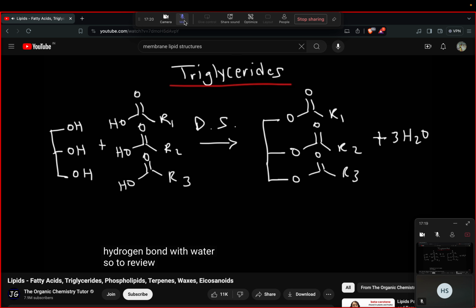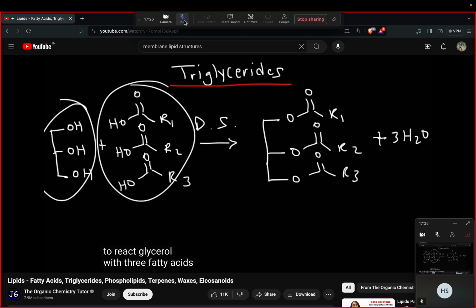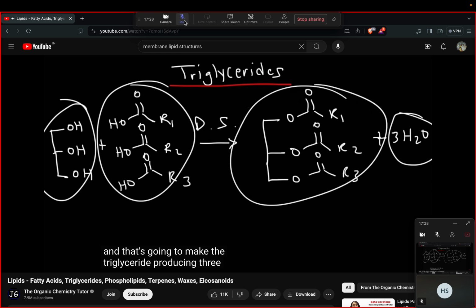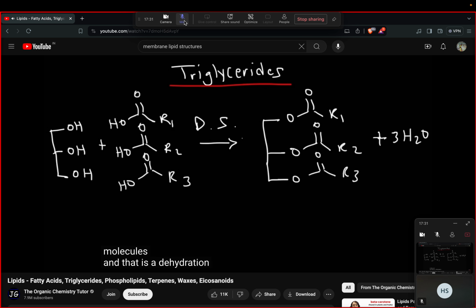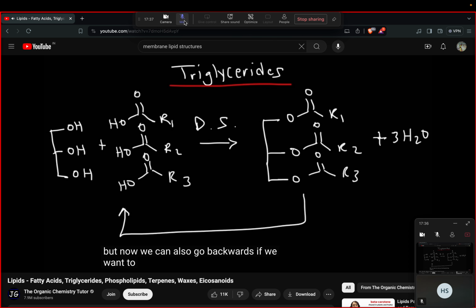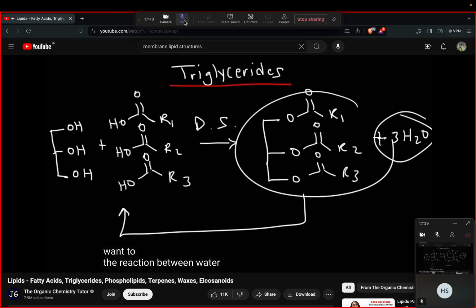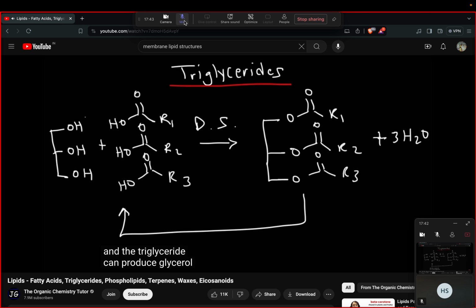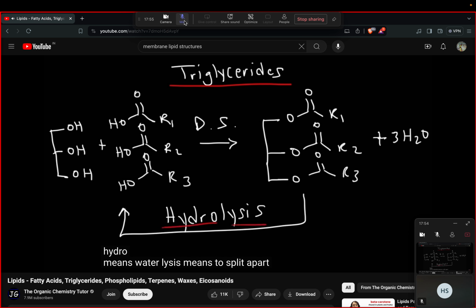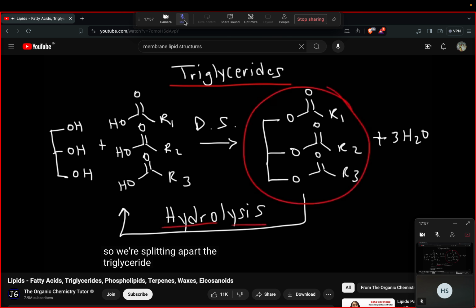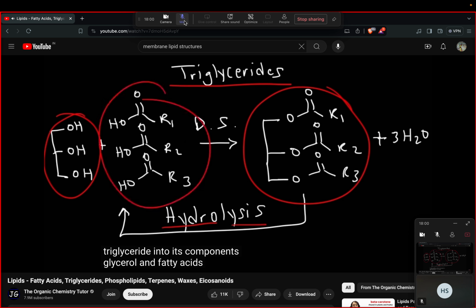So to review, in order to make a triglyceride, we need to react glycerol with 3 fatty acids, and that's going to make the triglyceride producing 3 water molecules, and that is a dehydration synthesis reaction. But now we can also go backwards if we want to. The reaction between water and the triglyceride can produce glycerol and the 3 fatty acids. Going backwards, the reaction is called a hydrolysis reaction. Hydro means water, lysis means to split apart. So we're splitting apart the triglyceride into its components, glycerol and the fatty acids.